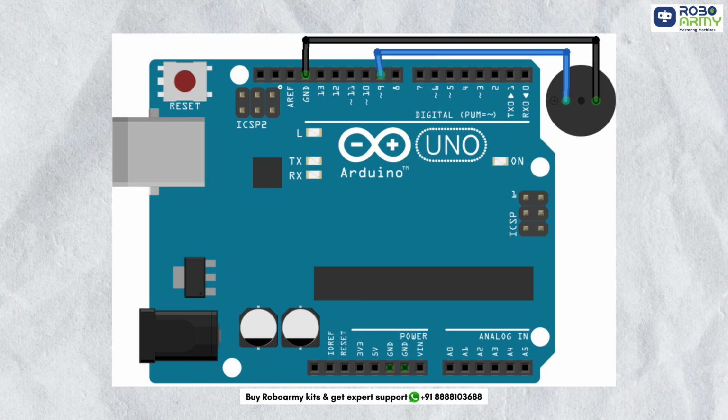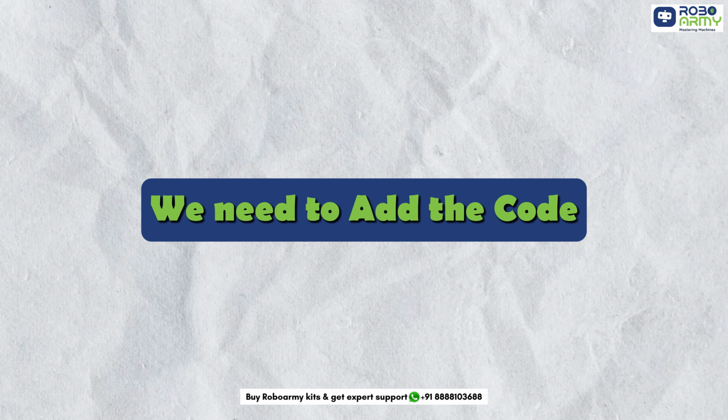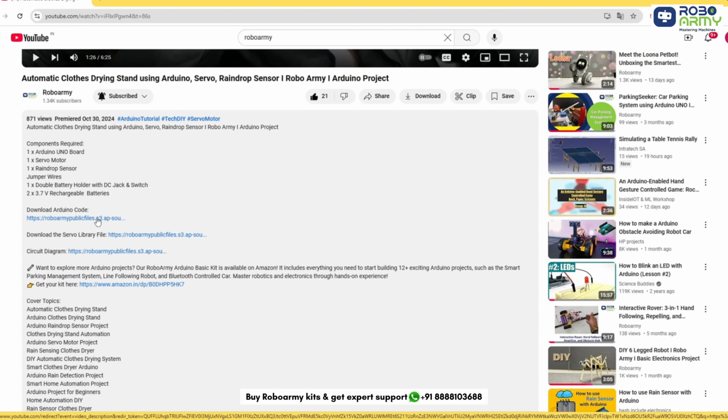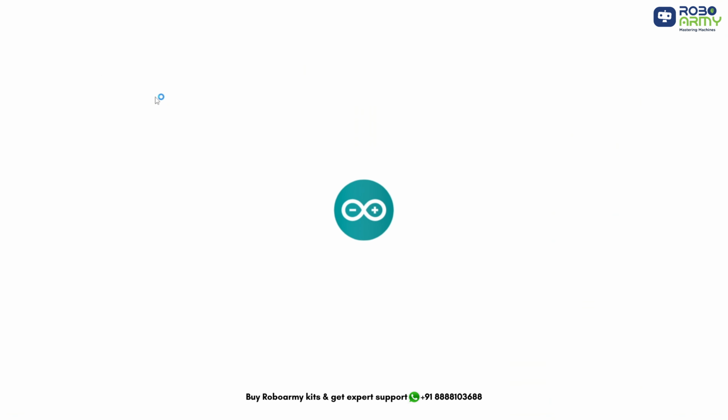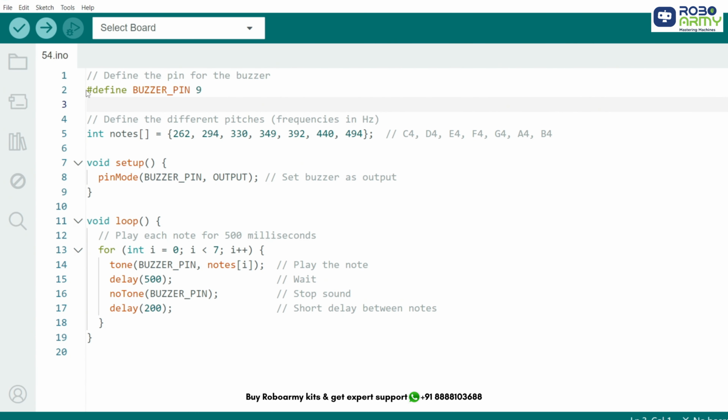Now our circuit is ready and we need to add the code. Download the code file given in the description below. Open the code file if you have already downloaded the Arduino IDE, otherwise download the Arduino IDE first. This line assigns pin 9 to the buzzer, and the #define directive tells the Arduino that every time it sees BUZZER_PIN, it should replace it with a 9. This makes the code easier to read and modify.